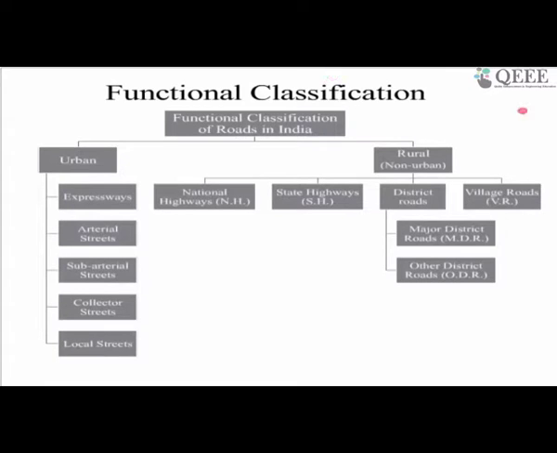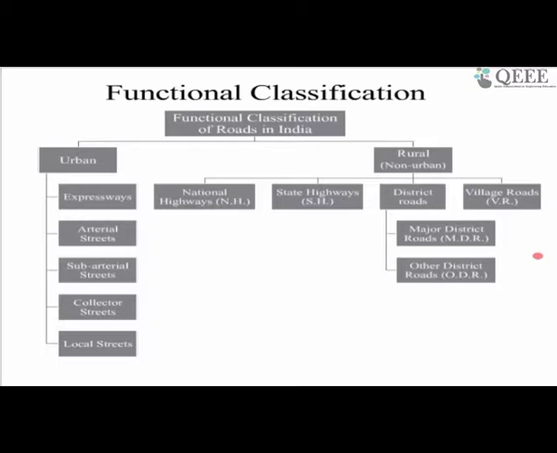So the next thing we'll be looking into is the overall classification. If you look into this chart, you will see how the functional classification of roadway has been divided. One is, as I told you, the urban part, and another is the rural part. Rural means non-urban, and here in the rural part you will see the national highway, state highway, district road, village roads. The urban road is again divided into expressways, arterial, sub-arterial, collector, and local streets. In the rural areas also you will see the expressways. So this is the overall classification of the roadway.